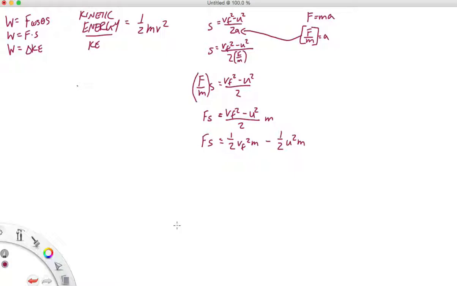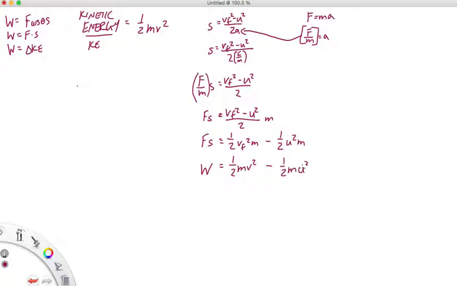Okay. This is fantastic because Fs, look at that, it equals work. So I'm just going to put this as work equals, oh, look at this, 1/2 mv squared. I'll rewrite this again, minus 1/2 mu squared.